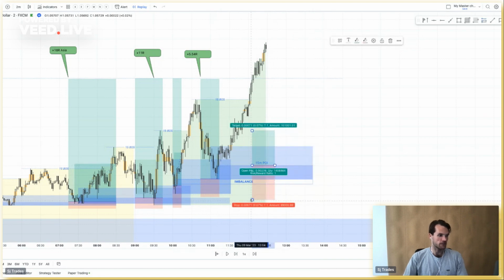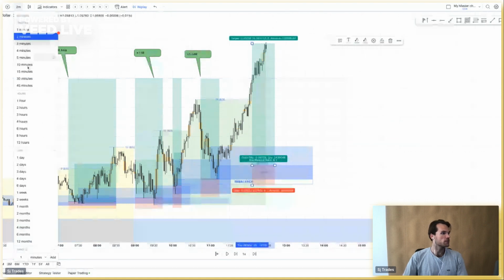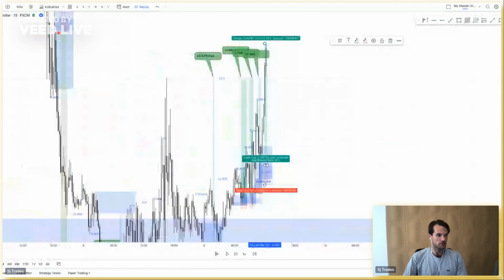So let's see, imbalance. How much is that extra? So 2.9, it's about a pip of imbalance. Let's cover the imbalance by a couple of pips. And up here, it's moving pretty fast, so I'm not even sure if we're getting this one.